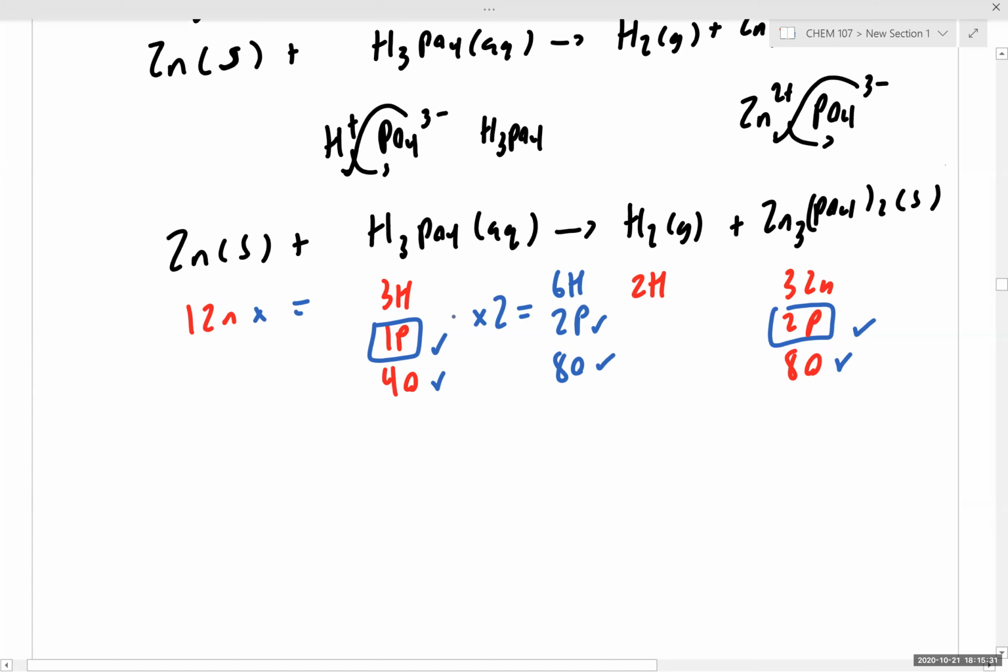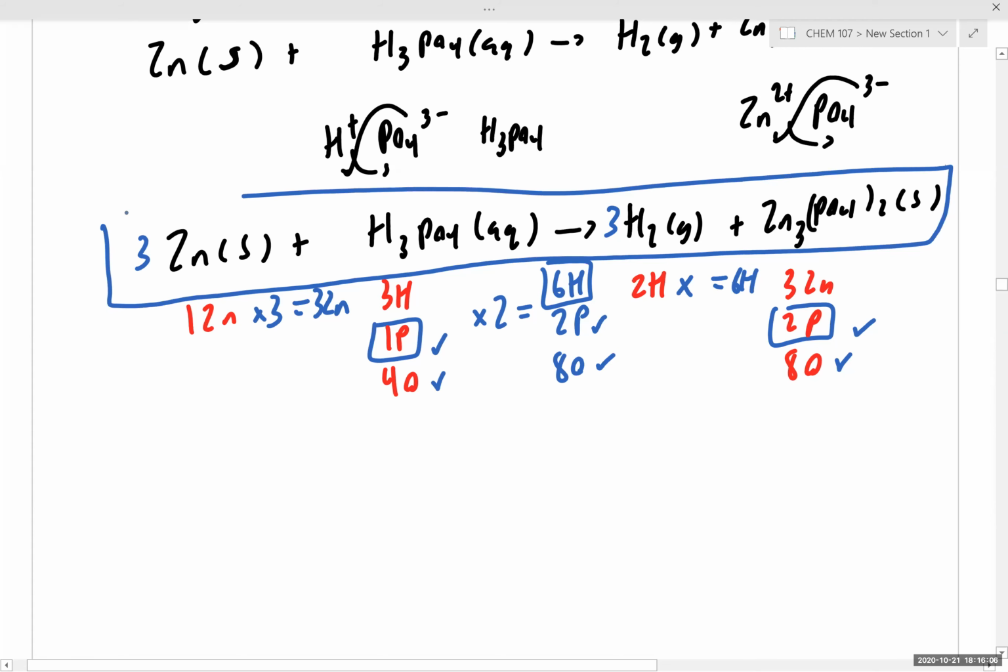So now to balance zinc. In order to get 3 zinc on each side, what coefficient do I need in front of zinc? One times what would give us 3? 3. 3. Yep. Perfect. And now to balance hydrogens, if I have 6 hydrogens on the left, 2 times what would give us 6? What coefficient do I need in front of each 2? 3. Exactly right. And that gives us our final balanced chemical equation.